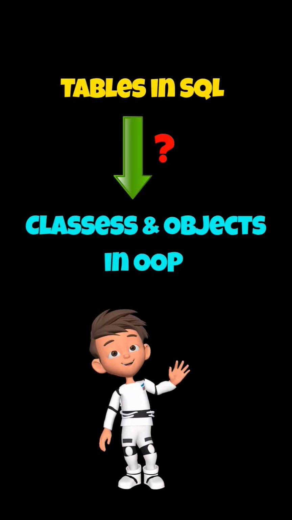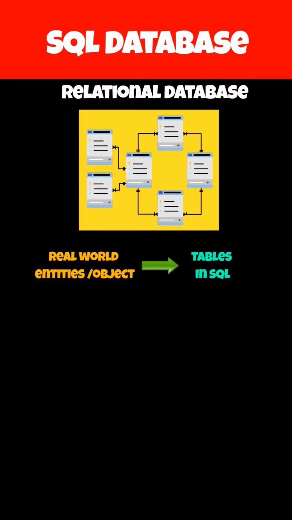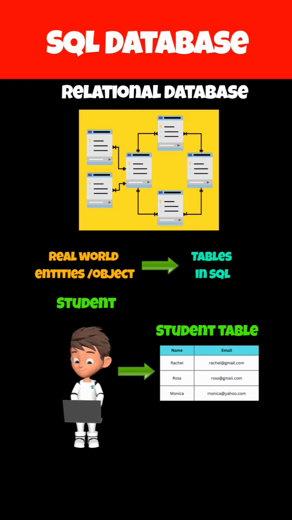How tables in SQL are similar to classes and objects in object-oriented programming. SQL is a relational database where data is stored in tables, that is in rows and columns format. Each table in SQL is inspired by real-world entities or real-world objects. For example, if we are storing data of students, then we will create a table with the name student, which will have columns such as name of the student and their email ID.